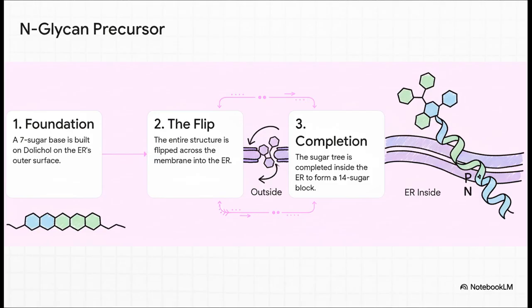First, the foundation. A base of 7 sugars gets built on the outside of the ER. Second, and this is an amazing move, it's called the flip. The entire structure is moved across the membrane to the inside. Third, completion. The sugar tree is all finished up, forming a 14-sugar block. And finally, the big moment, transfer. This whole pre-made block is attached all in one go to a brand new protein.